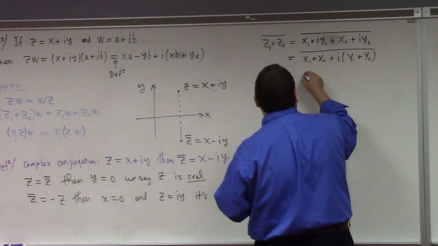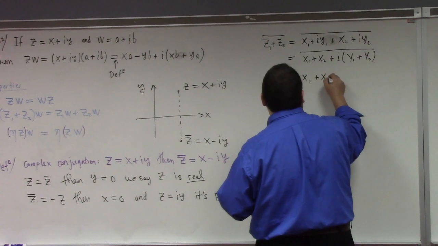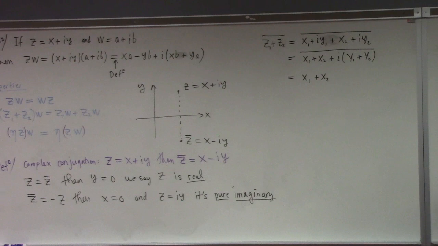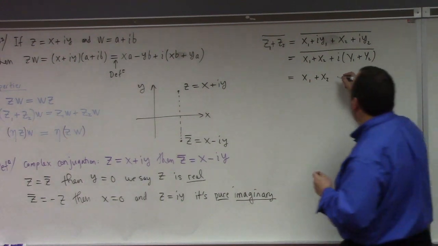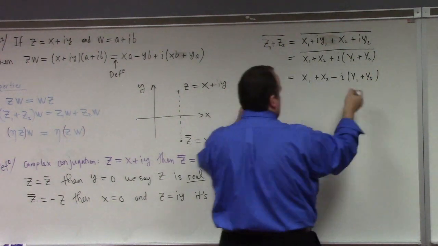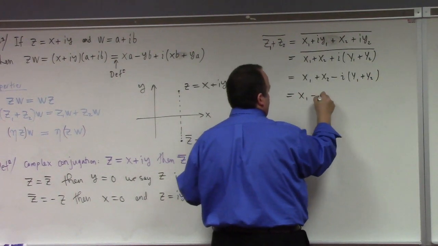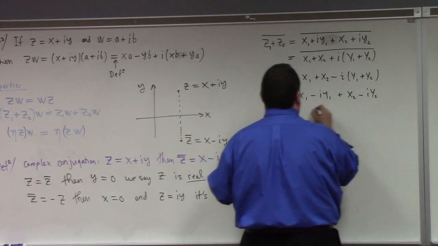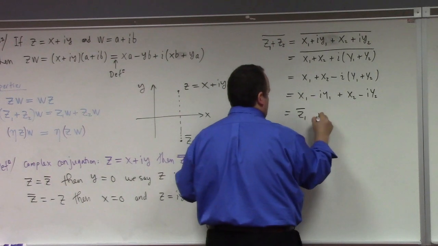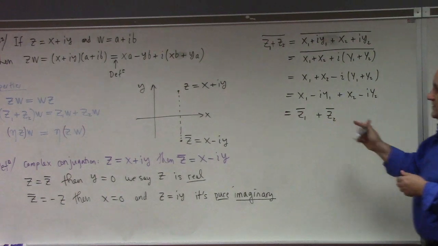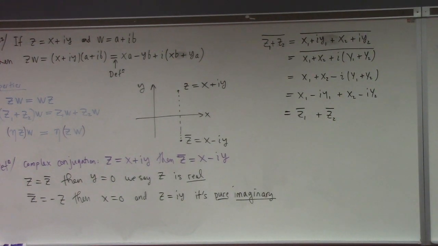Otherwise, this will devolve into more of a proofs class than I want it to be. I want to keep the proofs emphasis on things that are actually a little bit difficult. So x1 plus x2 minus what? i times y1 plus y2, right? But then if we put things back in order, what do we got? We've got z1 conjugate plus z2 conjugate, right? In other words, what this calculation shows is that the conjugate of a sum is the sum of the conjugates.